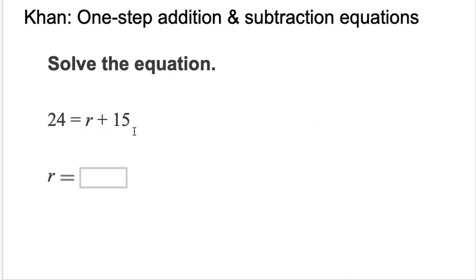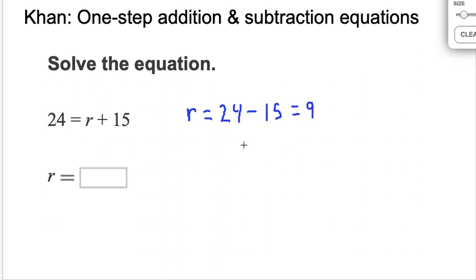This one, okay, we have 24 equals r plus 15. So we need a number that when we add 15 to it equals 24. So in this case, we need a number that is 15 less than 24. So our r is going to equal a number that is 15 less than 24. So I'm going to take 15 away from 24, and in that case, I would end up with 9.